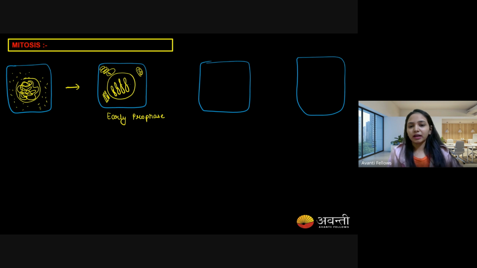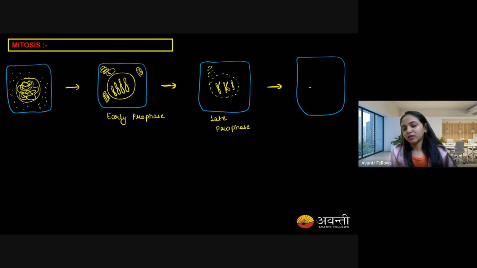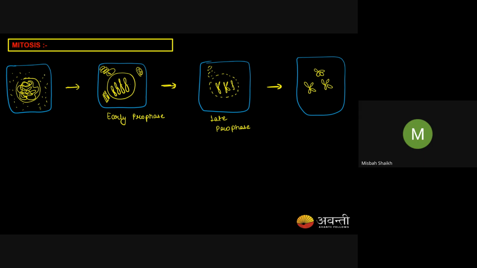ठीक है? And in the next phase, what will happen? पूरा का पूरा nuclear envelope disintegrate होना start हो चुका है. We have chromosomes here, and these organelles also disappear. We can call it late prophase. And in this phase, chromosomes. Which phase is this? Metaphase.